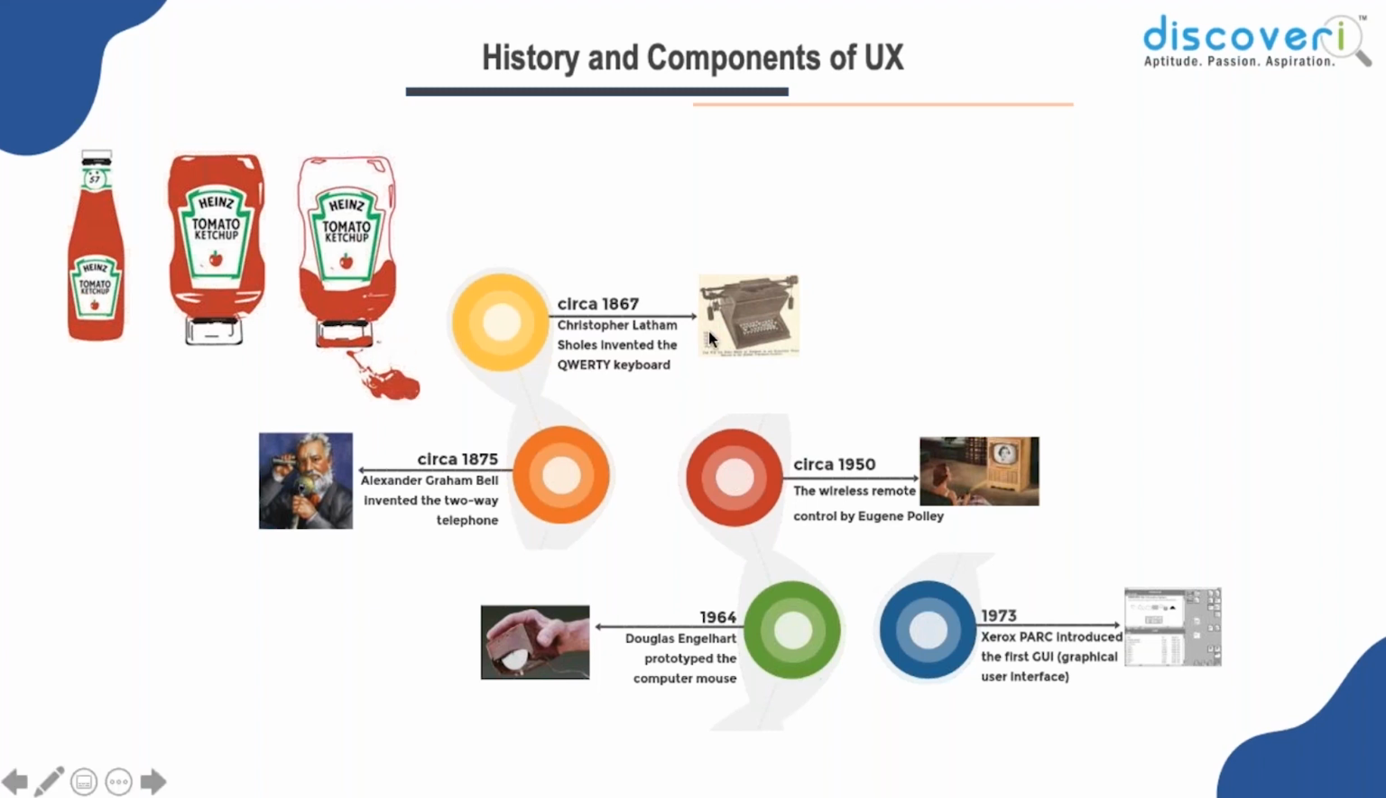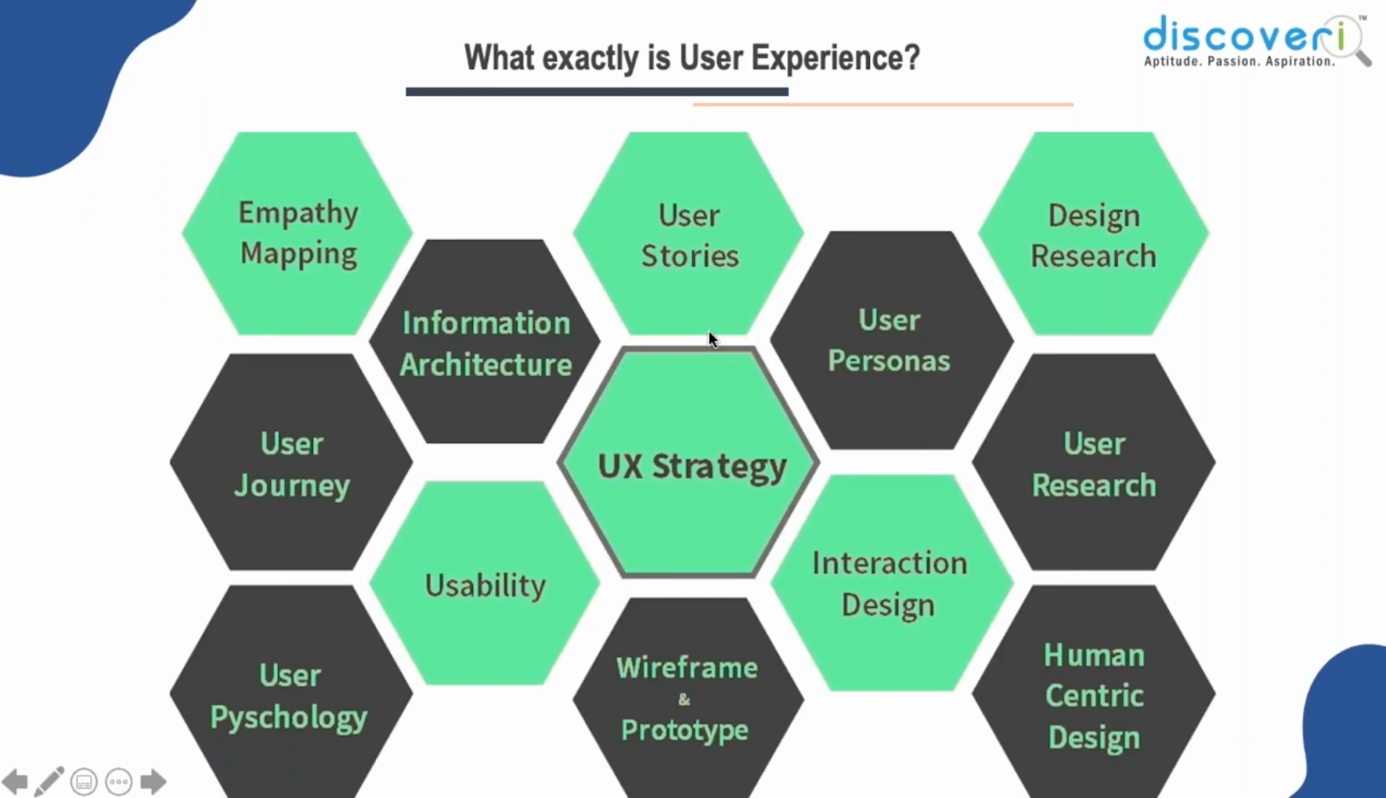So this being the history, now let's look at what exactly this user experience is. What are the components that come inside this user experience? Whenever we are strategizing our UX for a particular product, we have to think about various different scenarios and thought processes. One such thought process is information architecture.